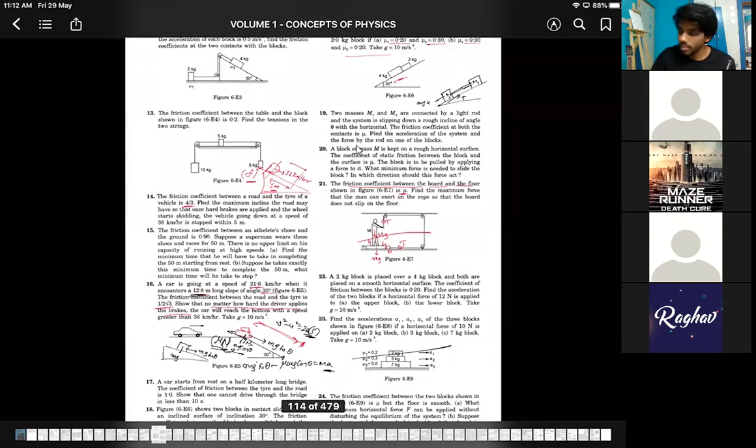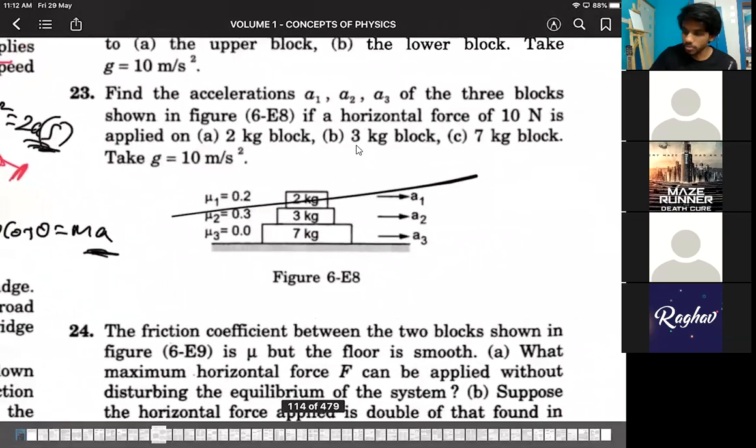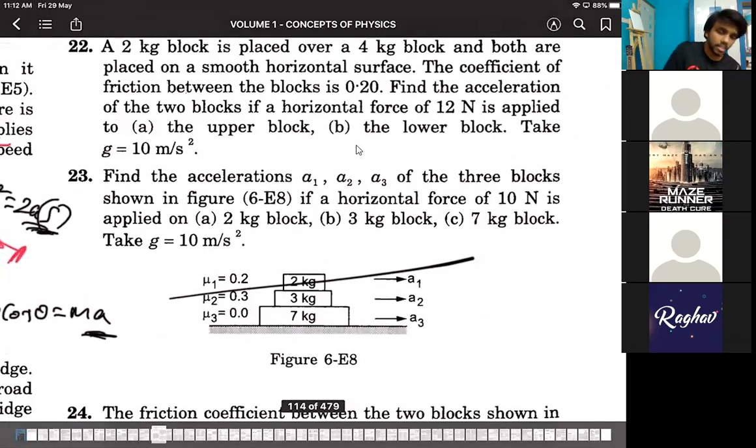Question number 23 is the most beautiful question. Since you already said that it is a very easy question, please tell me how you approached it. I first did it for the 2 kg one. That was accelerating, the other two were not accelerating. No, this is a question that... wait a second.